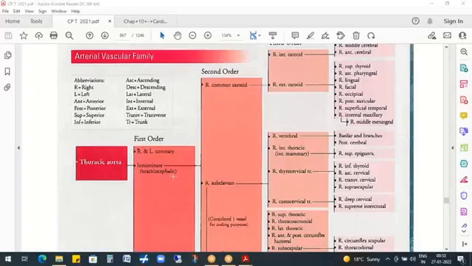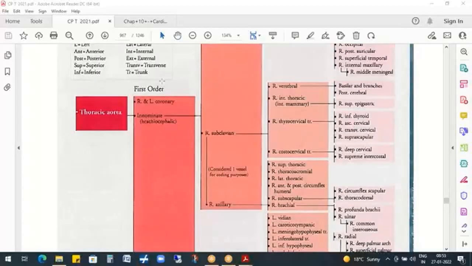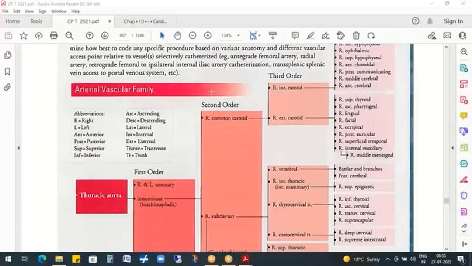If you recall 36215, what does the definition say? Thoracic or brachiocephalic branch, innominate, first order. For first order, what is the code? Write down at the top, 36215. For second order, 36216. For third order, 36217. Just write down the codes in the vascular family. First order, 36215. Write down like this.